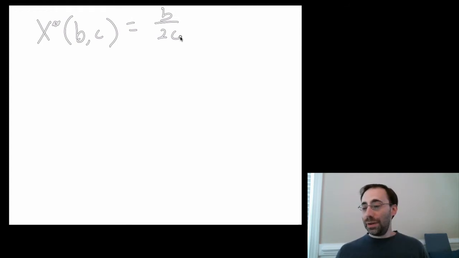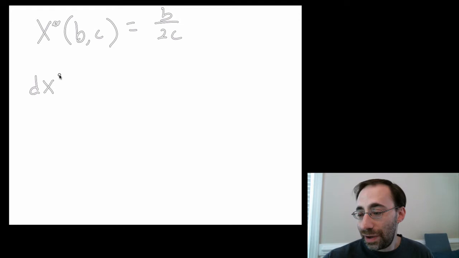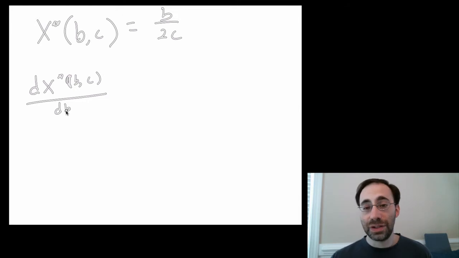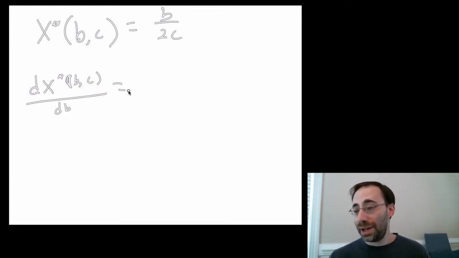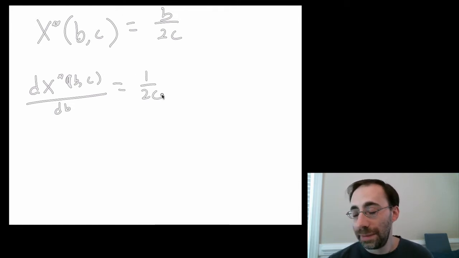Now, if you want to know how the optimum here, how the maximum changes with the parameters, how do we do that? Well, we use the fundamental thing that defines a change of a continuous function, which is a derivative. So we take the derivative, this is always the total derivative, of the function with respect to whatever parameter we care about. Let's do b first. What's this? Well, with respect to b, c is a constant, and c is not a function of b, so it's effectively constant. So we have just the derivative of b is 1, so this is just equal to 1 over 2c.